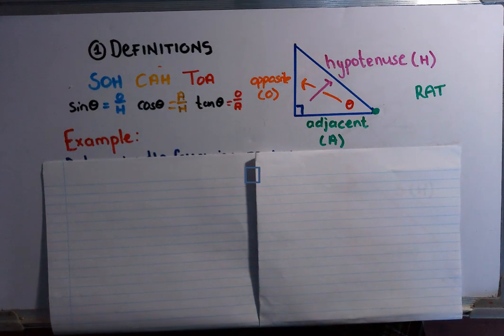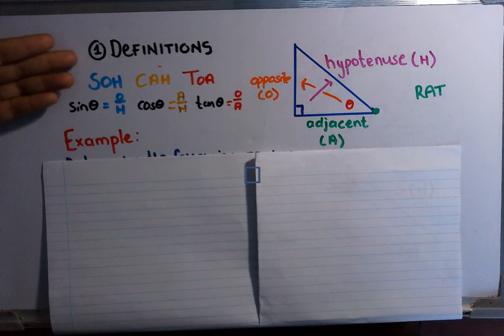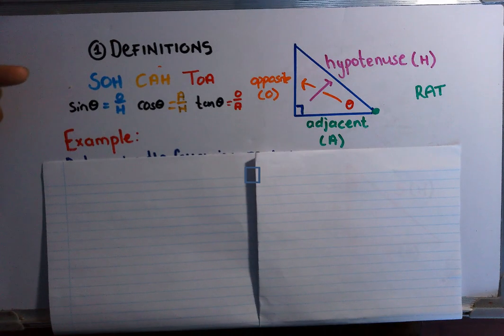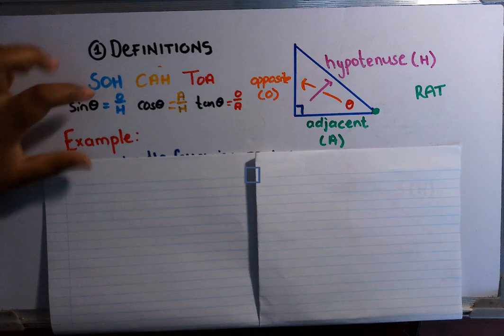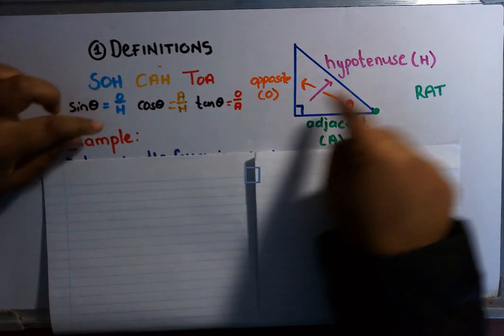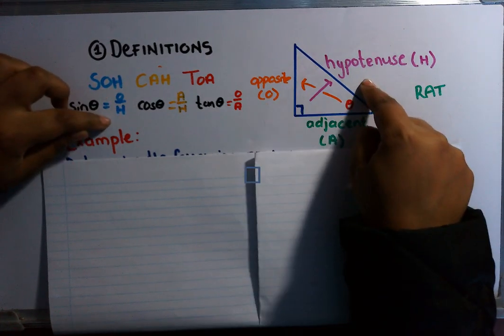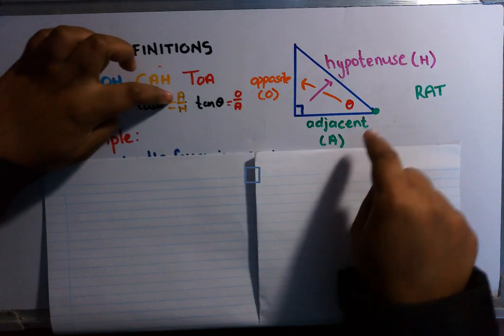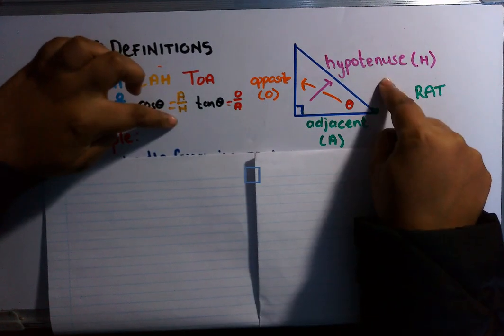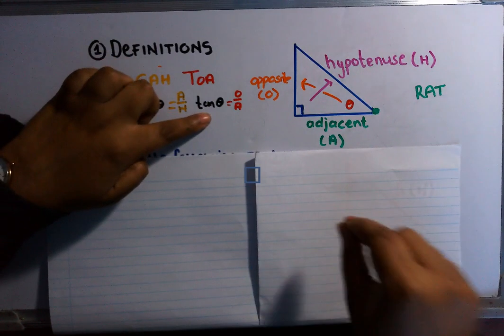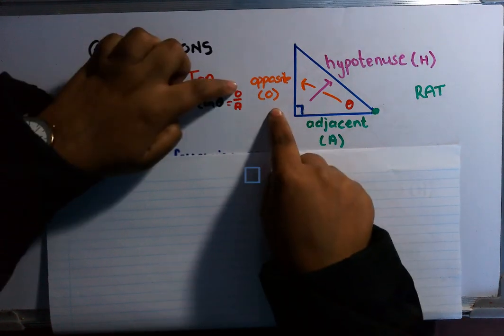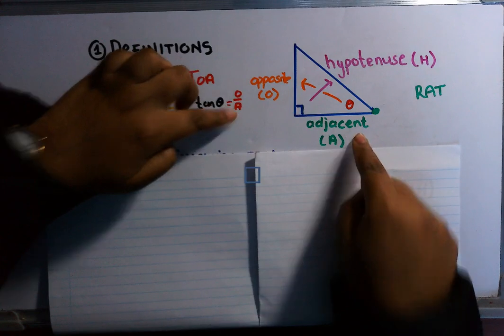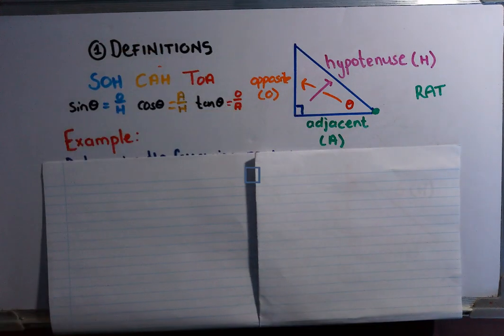Okay, so we move on to the definitions, and the definitions are just the ratios associated with sine, cosine, and tangent. So we use our acronym SOHCAHTOA, and that means that the sine of theta is the ratio of the opposite side over the hypotenuse. The cosine of theta is the ratio between the adjacent side and the hypotenuse, and the tangent of theta is the ratio between the opposite side and the adjacent side. If you can remember that, I think it's very straightforward.